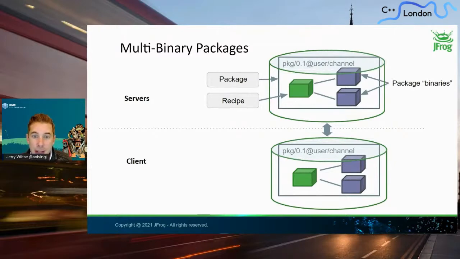The string shown in the box here, pkg/0.1@user/channel, is an example of what Conan refers to as a recipe reference. This is the most simple and logical identifier there is for a package in Conan. But one of the unique features about Conan is that this recipe reference can represent any number of separate physical binaries, which would be built with unique build configurations. This package model, where a single identifier can represent any number of unique binaries, is one of Conan's major innovations.